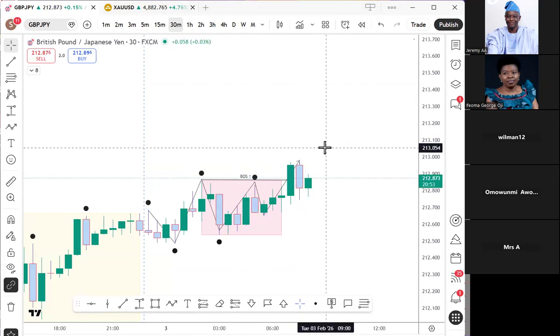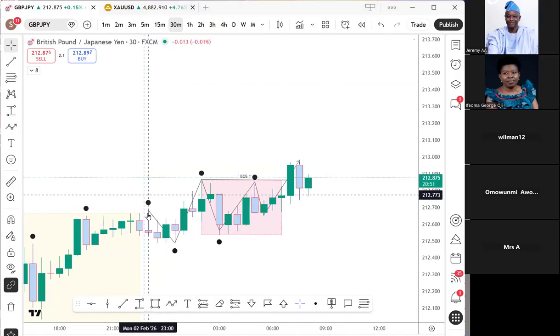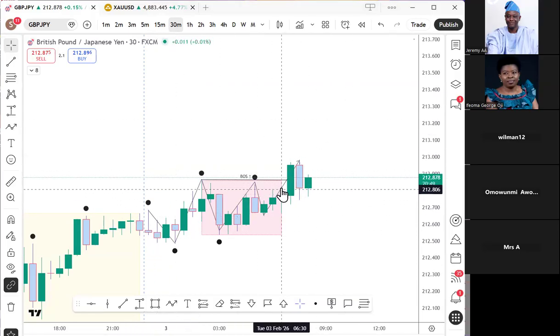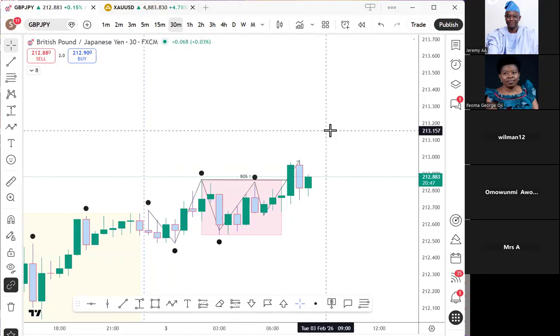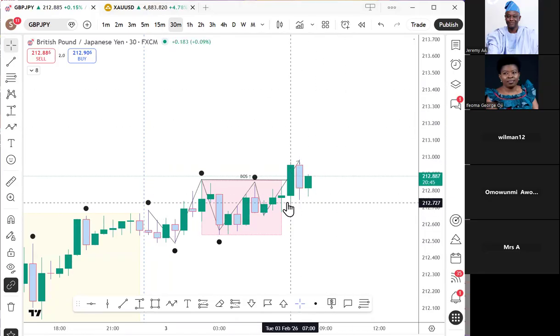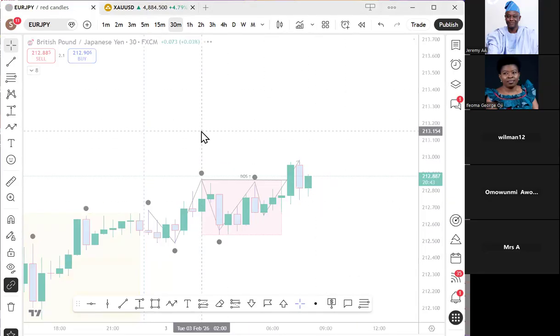So that is what price is doing. What did price do overnight? It's moving up. It's just giving us a break of structure, and then we expect it to pull back up to continue going back up. Okay, let's look at the next one.